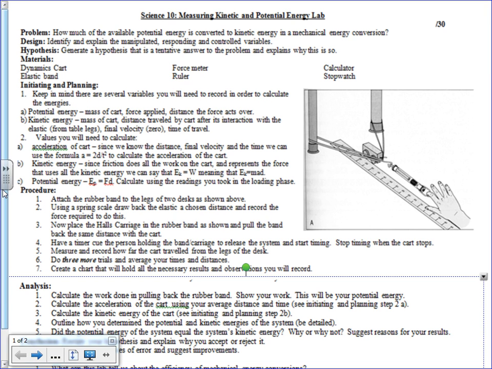All right, values you're going to need to calculate. So these 2 things definitely need to be in your chart. Agreed? So potential and kinetic energy, you'll need to have a spot in your chart for those. Things you're going to have to calculate. Are you going to need to show me these calculations? Yes. Acceleration of the cart. To determine the acceleration of the cart, we're going to use this formula right here. Acceleration equals 2 times the distance divided by t squared. That will give us the acceleration of the cart.